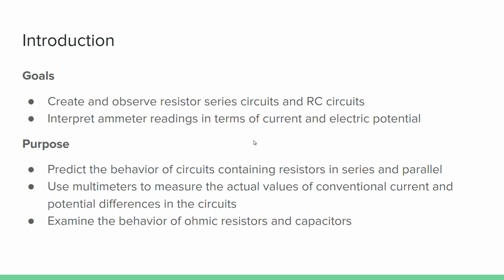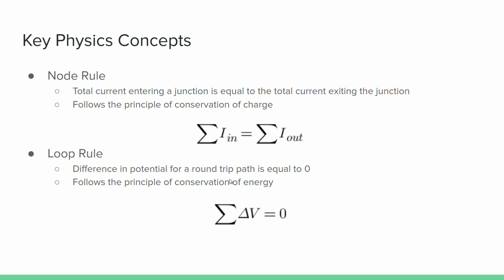The purpose of this experiment was to predict the behavior of circuits containing resistors in series and parallel, using multimeters to measure the actual values of conventional current and potential differences in the circuit, and we examined the behavior of ohmic resistors and capacitors.